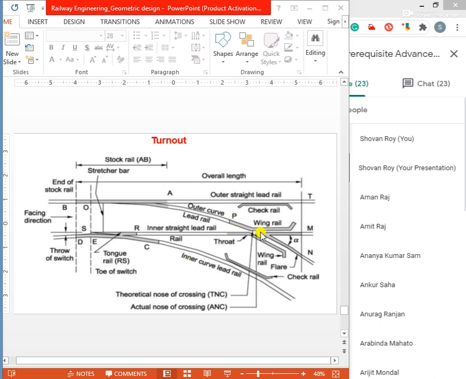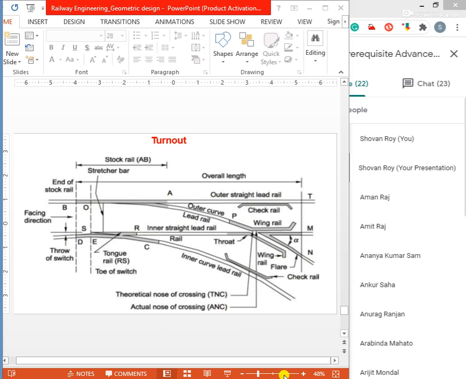Because you can see the purpose of this wing rail, the purpose of this throat. You can see one throat is also there. Throat is also important in railway. So the wing rail is there, the check rail is there, the tongue rail is there. So lots of elements, lots of components are given in this turnout section to pass the train very smoothly from one line to another, or to diverge from one line to another. These configurations are provided in railway.